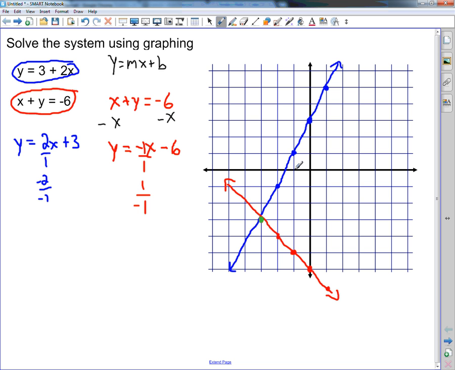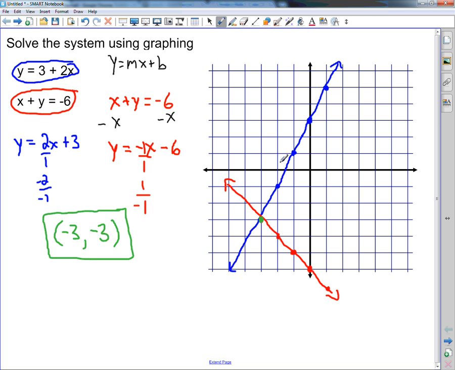From the origin it is left 3. So that's my x value. And then down 3. So that's my y value. So the solution to this system is at the point -3, -3.